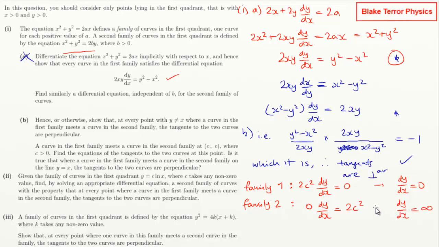So that means that for family 1, the tangent is going to be a horizontal line. So we've got the line y equals c. And for family 2, we've got the line x equals c.